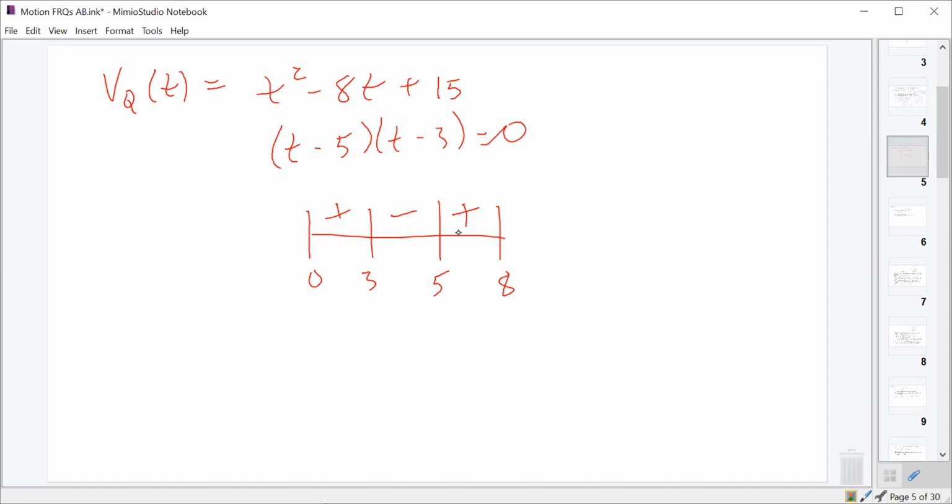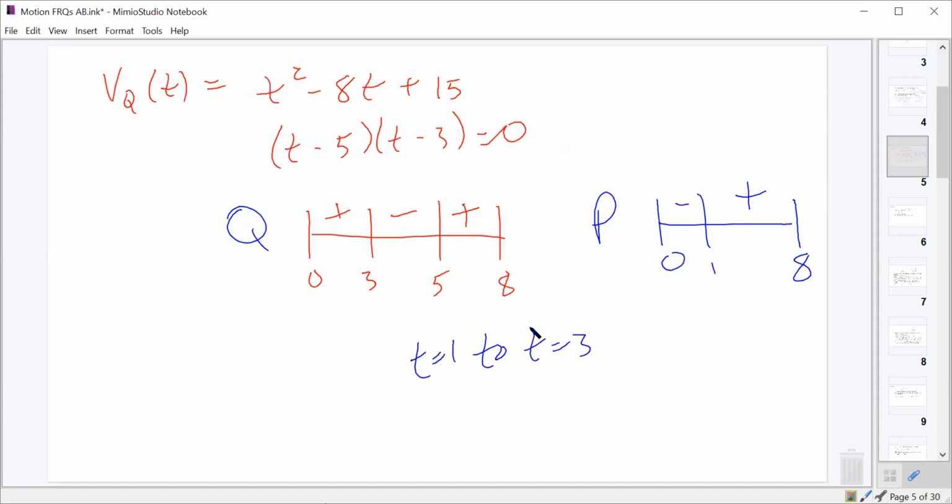This is the chart for Q. The chart we had for P had 0, 1, 8, with negative and positive. So, when are they moving in the same direction? From 0 to 1, they're not. But from 1 to 3, they certainly are. And then again from t equals 5 to t equals 8.